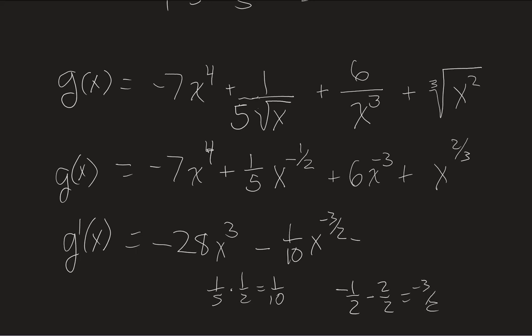Subtract 1 from -3 is -4, plus 2/3 x. Now I need to subtract 1 from 2/3. Subtracting 1 from 2/3 is subtracting 3/3, and that gets me -1/3, x to the -1/3.